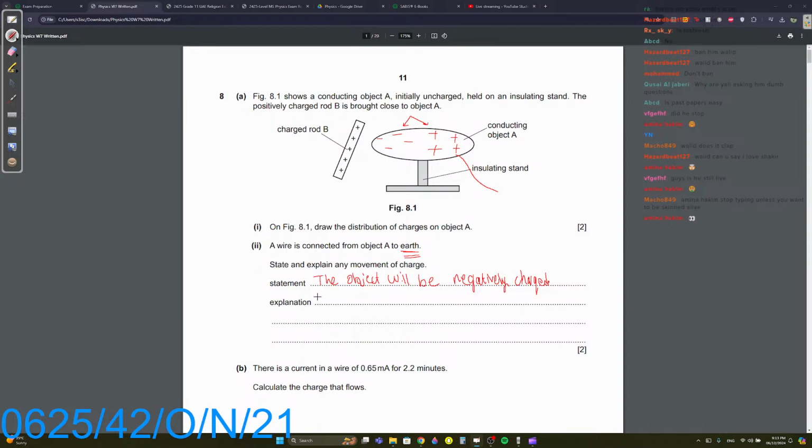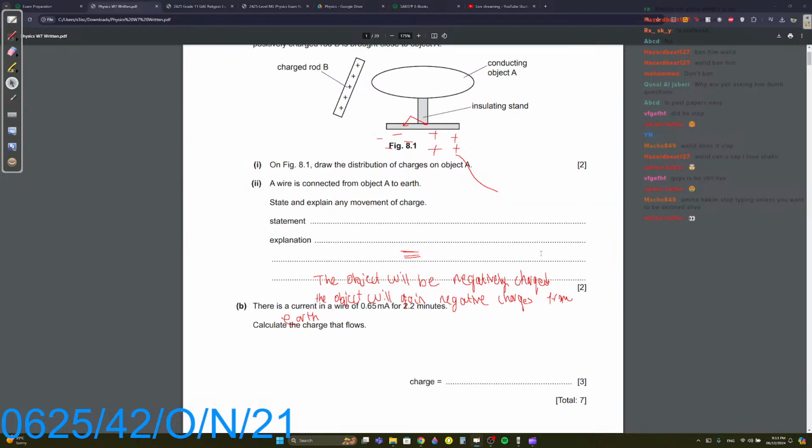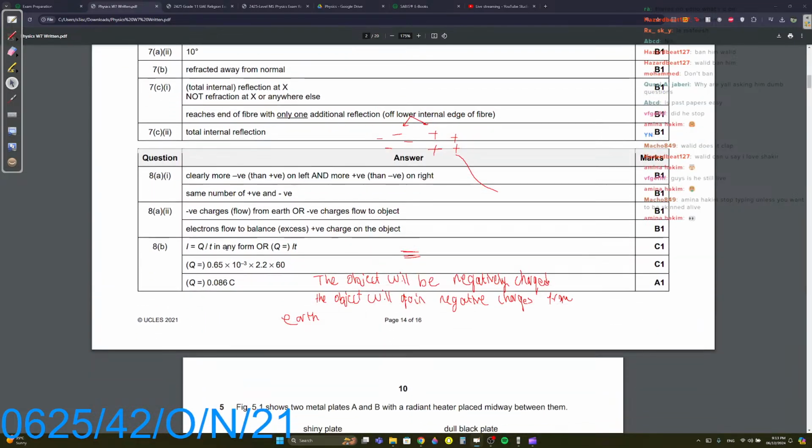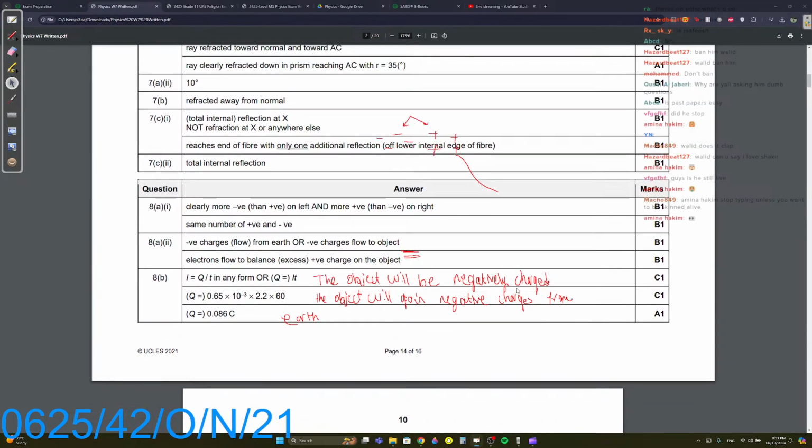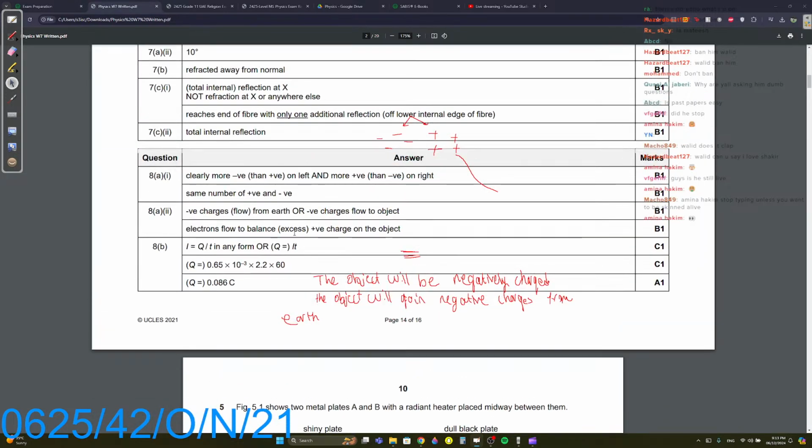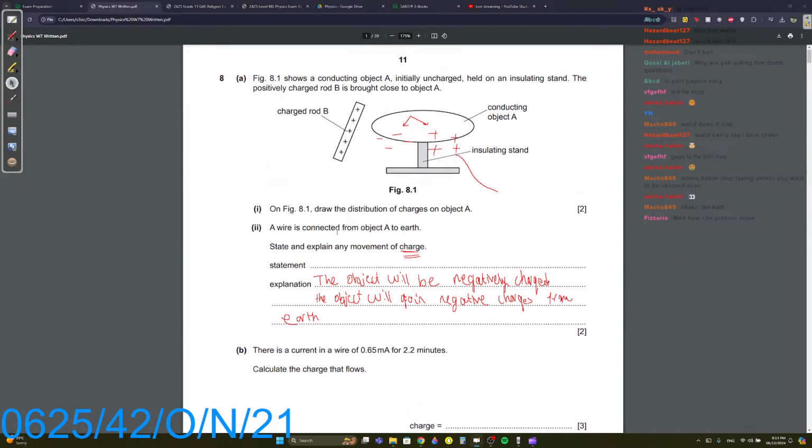So what's going to happen is that the object will gain negative charges from the Earth. Right? Let's see the marking scheme. What did they say in the marking scheme? In the marking scheme, they said you'd say negative charge. It will be negatively charged. Okay. Let's change our answer a bit. Electrons flow to balance positive charge on object. Okay, yeah, let's balance this.